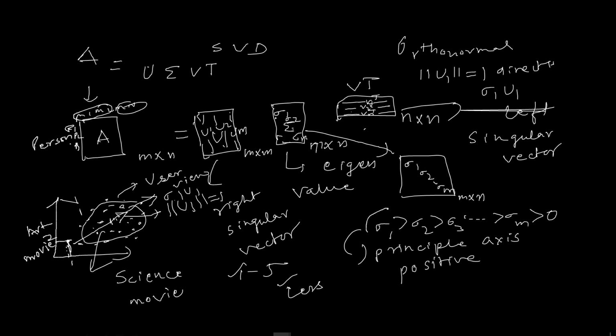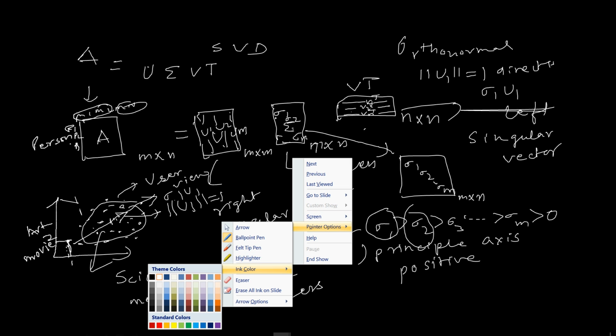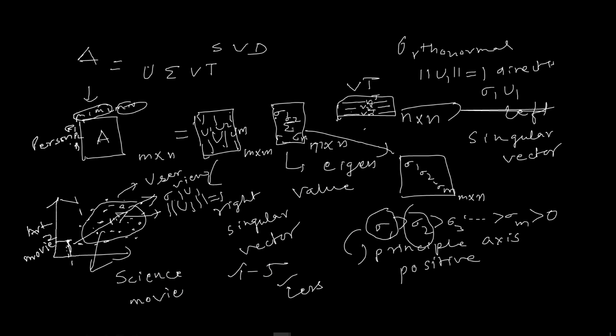Then let us change my pointer color. I am doing this to make a clear distinction. I am considering now this is another axis. This is sigma 2 and u2.